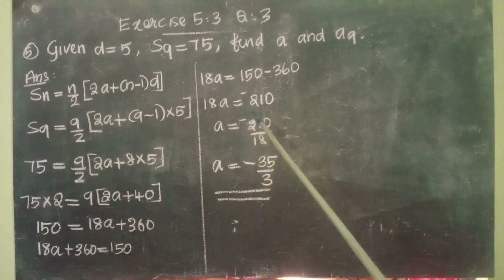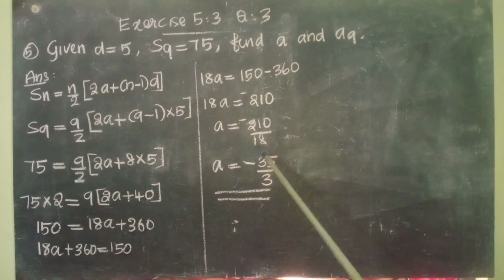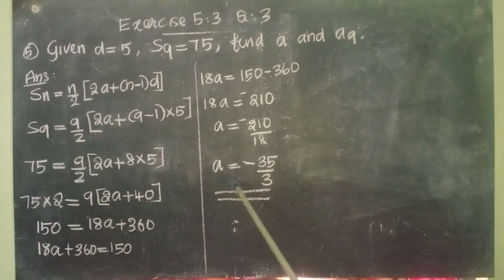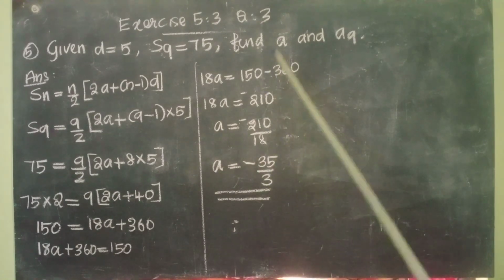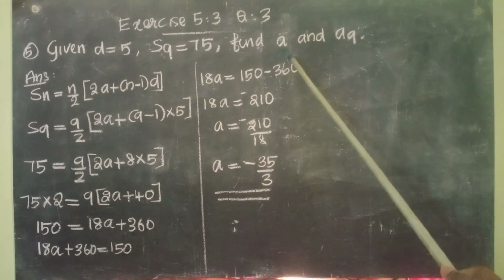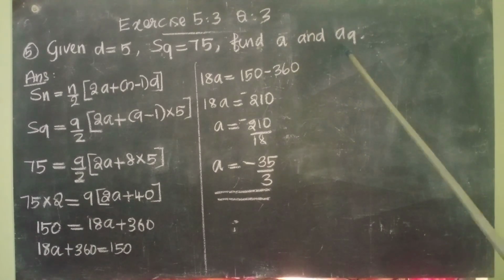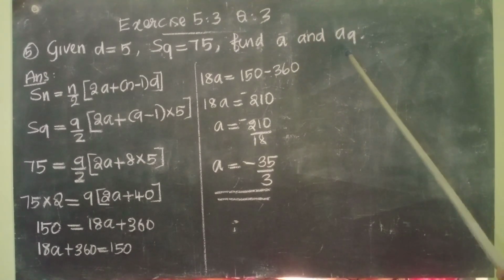a equal to minus 210 divided by 18. We can cancel it by 6. We get a equal to minus 35 by 3. So we got the value of a. Next we have to find out a9. We know a9 equal to a plus 8d.